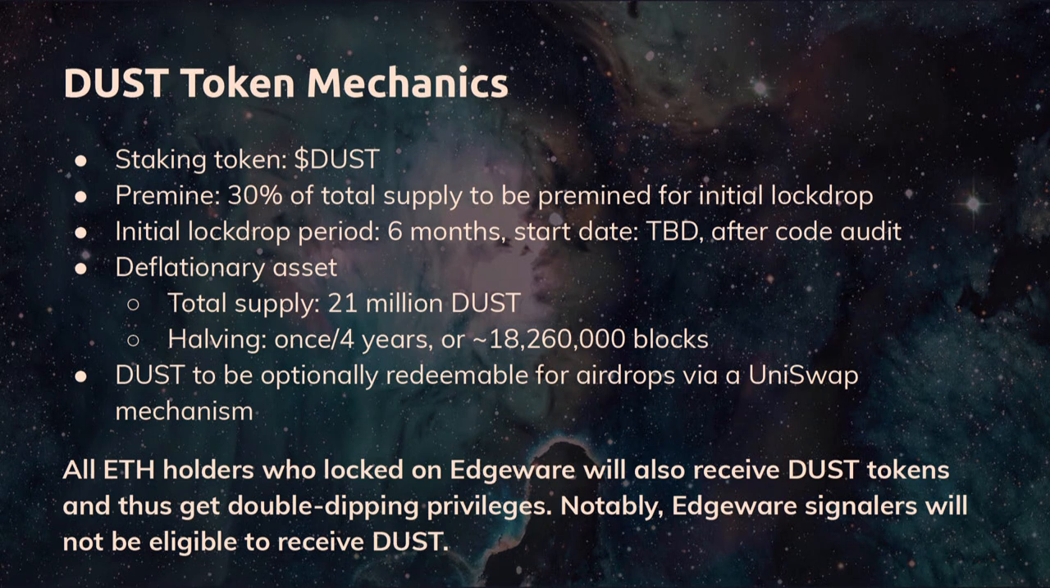And notably, Dillon mentioned the Edgeware project, in which people locked up ETH on the Edgeware project. So anyone who locked up ETH on Edgeware will also doubly count for Supernova, and so you will receive dust if you participated in Edgeware. Notably, if you're a signaler on Edgeware, you do not get anything. Does anyone know what Edgeware signaling is? Okay, don't worry about it.